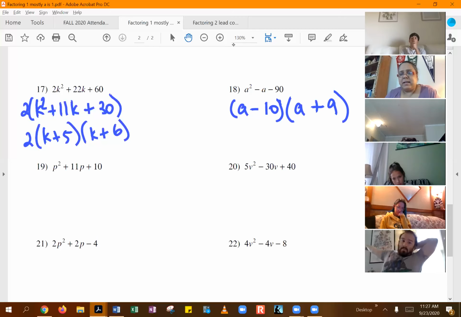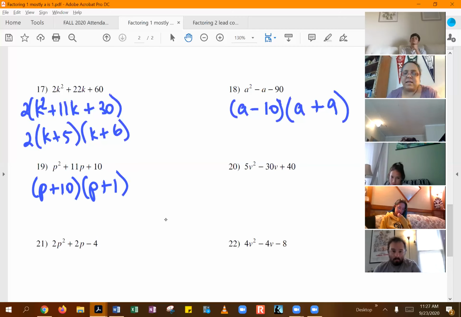Okay, number 19, and this would be room 2. So how about Brandy? I factored the 11 and the 10, and I said 10 plus 1 would be 11, and 10 times 1 would be 10. So p plus 10 and p plus 1. Yeah, multiplying 10 and 1 is 10, and adding them gives you 11. That's the only combination that would work, because 5 and 2 would not add up to 11. Very nice, Brandy.